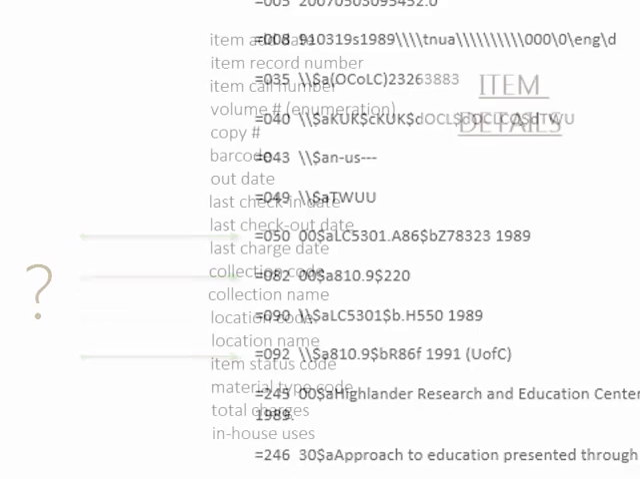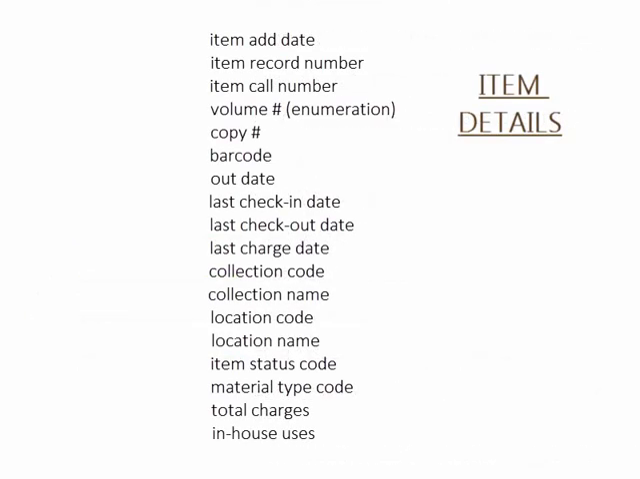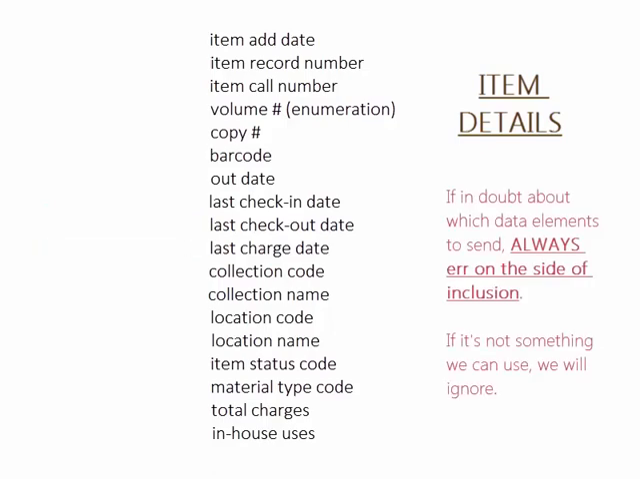Near the end of the questionnaire, we provide a list of important item level data elements. These may have different labels in your ILS, which is why there is some redundancy in our lists. For example, we only need one last usage date in Greenglass. In your system, it may be called out date, last check-in date, last check-out date, or something else. Again, we only need one to be populated.